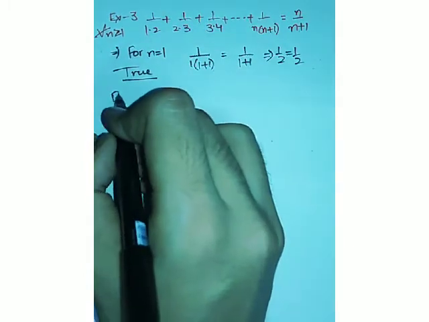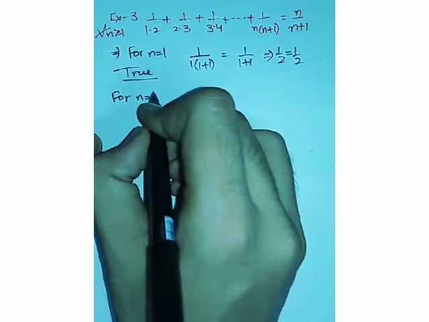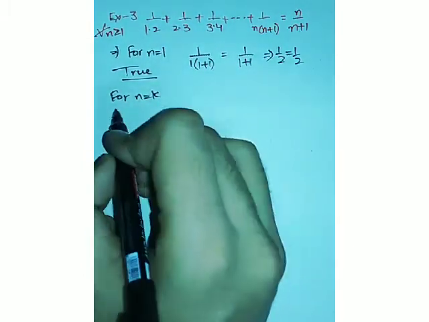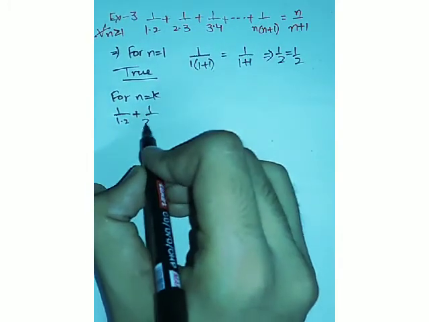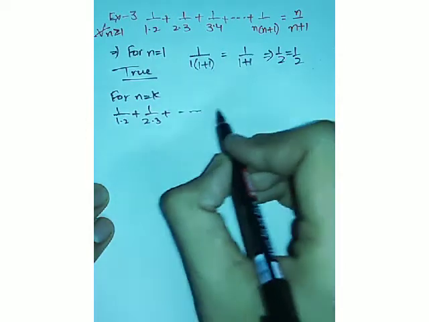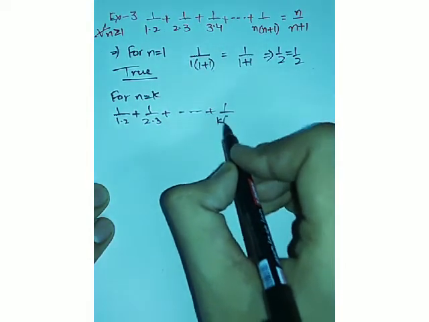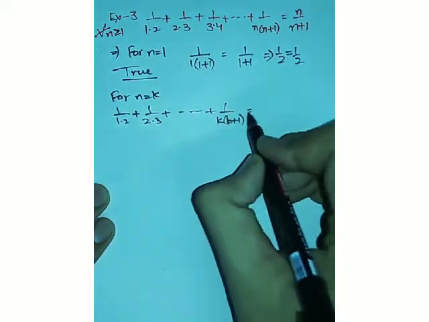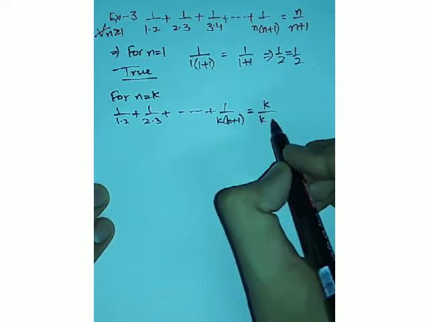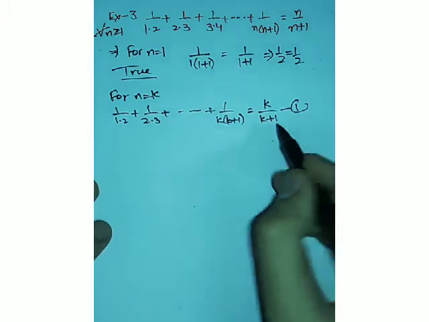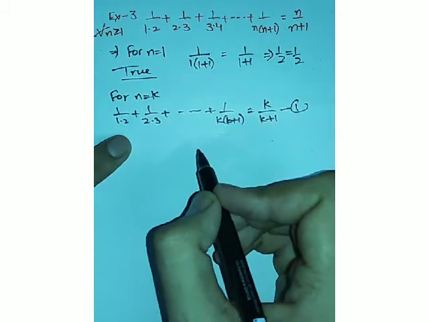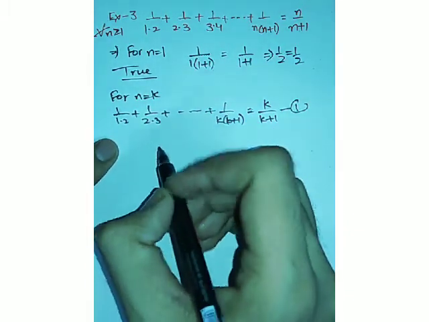Now what will we do? Assume that it's true for n is equals to k. So the series that you will get is 1 upon 1 multiply 2, 1 upon 2 multiply 3, up to so on 1 upon k, k plus 1, and on the right hand side k upon k plus 1. This is the equation that you have got. Now we have to prove it for n is equals to k plus 1.